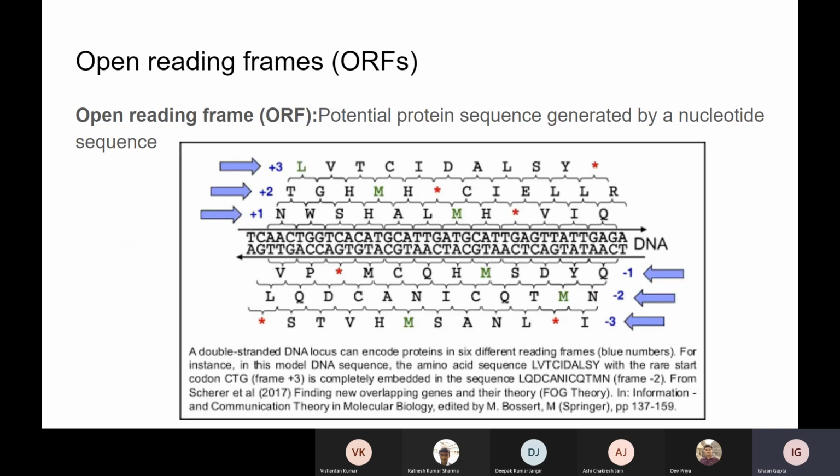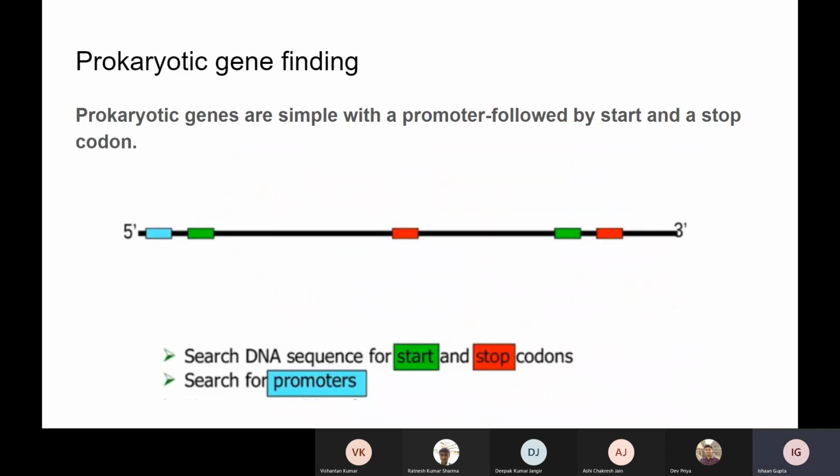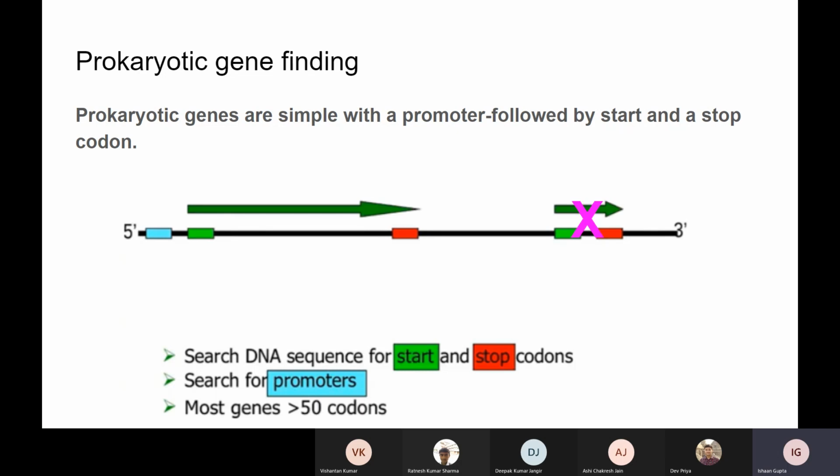The second thing is that between the start and the stop codon, you would basically have a potential open reading frame. And for a potential open reading frame, as we know, you could have 6 different kinds of amino acid sequences that would come about. So when you want to search for a prokaryotic gene, the first thing you want to do is search for a start and stop. Then you want to search for promoters, right? And you want to search for genes which are greater than 50 codons long, because most genes typically have more than 50 amino acids. So this is an assumption. There's always an exception to this rule.